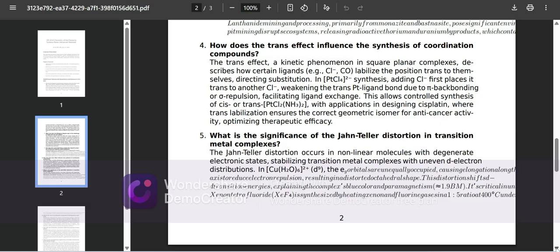This allows controlled synthesis of cis or trans PtCl2(NH3)2, with applications in designing cisplatin, where trans labilization ensures the correct geometric isomers for anti-cancer activity, optimizing therapeutic efficiency.